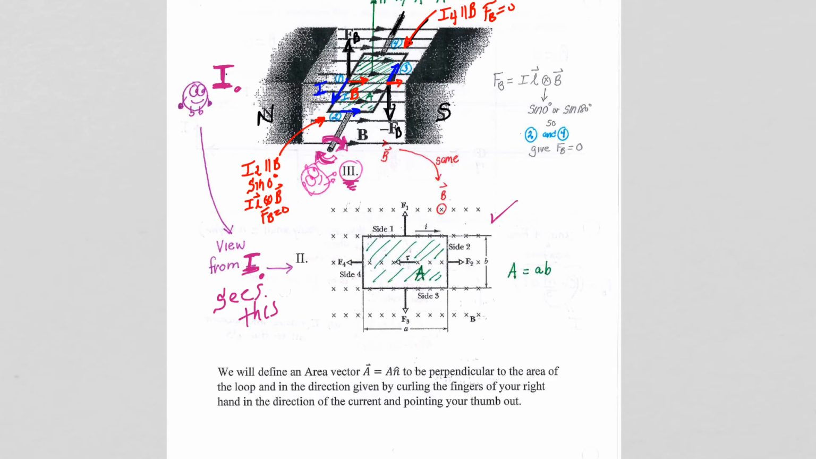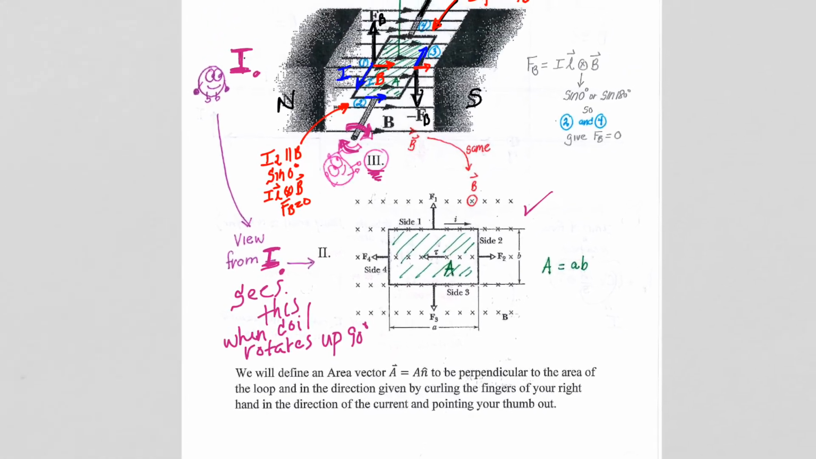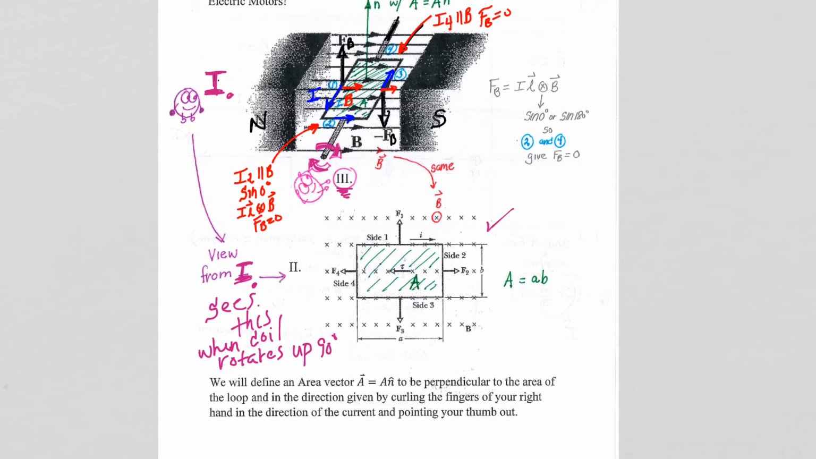So this person, the view from Roman numeral 1, sees this when the coil has rotated. What they see is that the rotation of the coil has occurred, and now the coil is standing upright. Let me add that in here: when coil rotates up 90 degrees. All right, so I1, section 1 we just talked about. FB is going to pull it up. FB here is going to pull down, so it's going to rotate, and this perspective in the middle of the page is when the coil is at the very top.